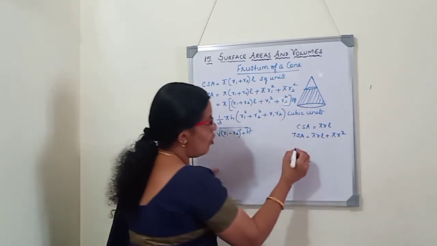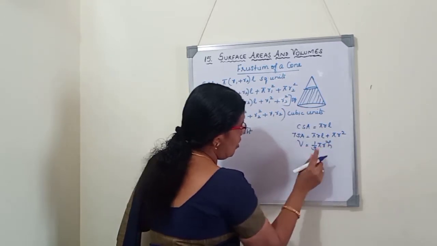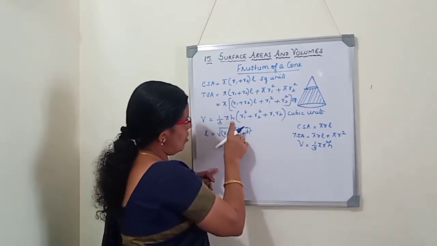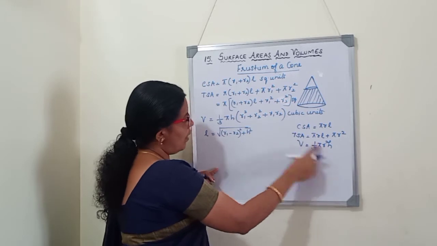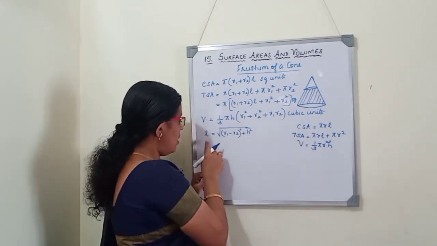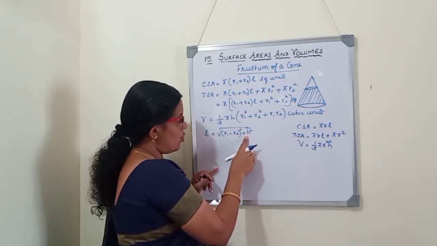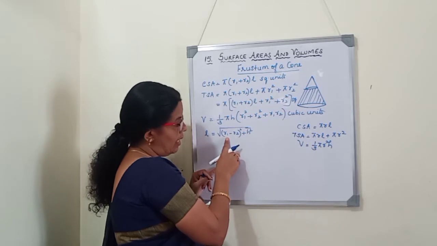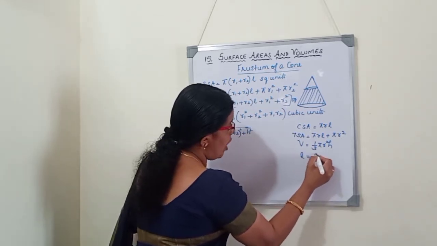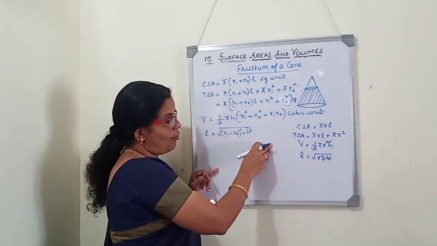And volume of a cone is 1 by 3 pi R square h. So here it is 1 by 3 pi h, this h here, and instead of R square, R1 square plus R2 square plus R1 R2. And L is square root of R1 minus R2 the whole square plus h square, where R1 is the larger radius. For a cone, L is equal to square root of R square plus h square. So these are the formulas related to frustum of a cone.